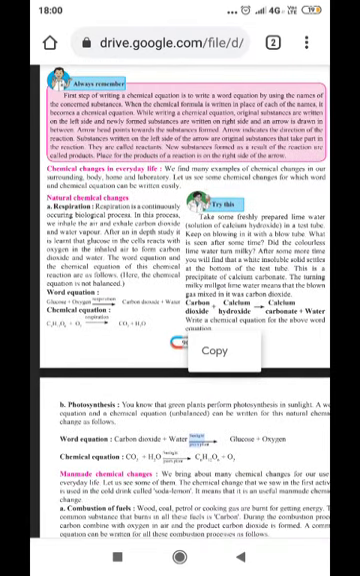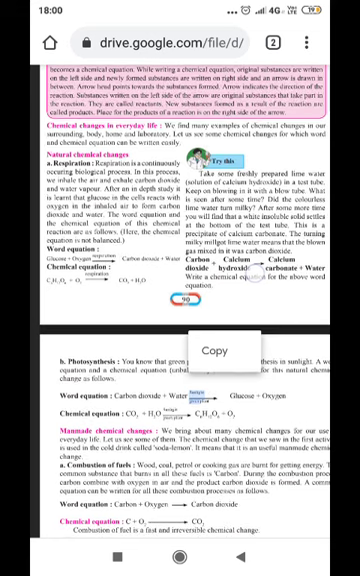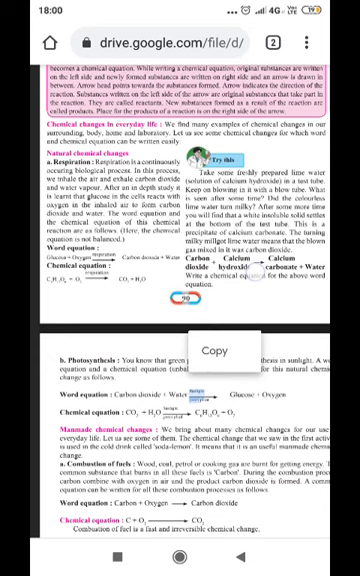Now, chemical changes in everyday life. We find many chemical changes in our surroundings, body, home, and laboratory. Let us see some chemical changes for which a word equation and a chemical equation can be written. For example, natural chemical changes. Respiration is a continuously occurring biological process. In this process, we inhale air and exhale carbon dioxide and water vapor. After an in-depth study, we learned that glucose in the cells reacts with oxygen in the inhaled air to form carbon dioxide and water. The word equation and the chemical equation of this chemical reaction are as follows.